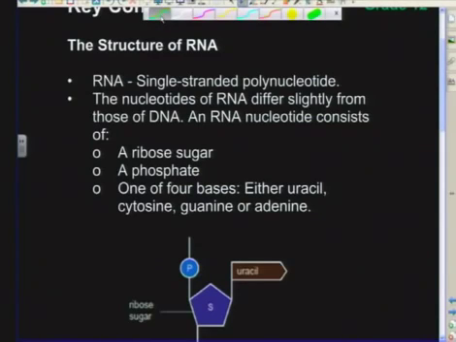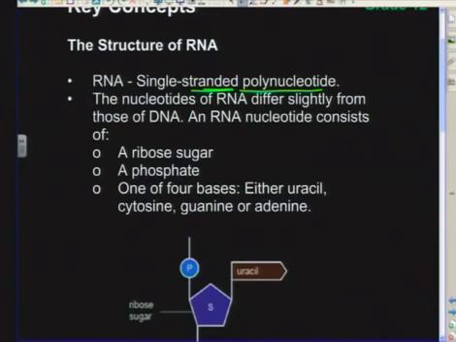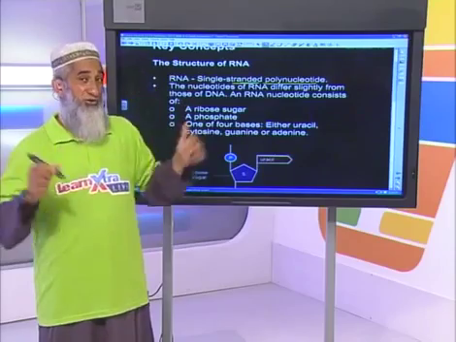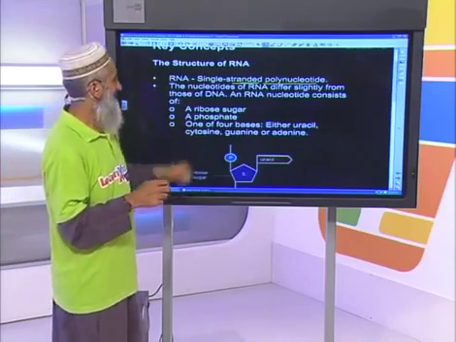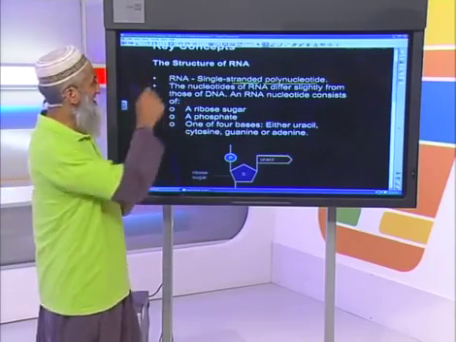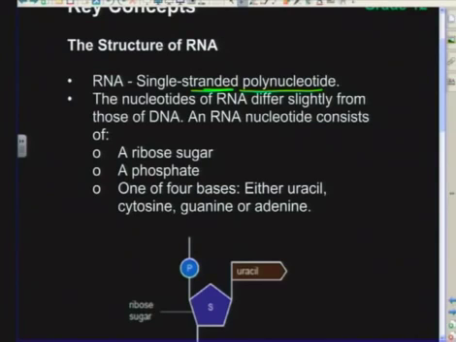RNA, first of all, is single-stranded. The word polynucleotide we discussed last week, remember? Many nucleotides, so it's a long chain. However, RNA is not as long as DNA. So keep that in mind, because I'm going to ask you a question a bit later. So first of all, it is single-stranded. Secondly, it is long, but not as long as DNA. Further on, the nucleotides of RNA differ slightly from those of DNA.